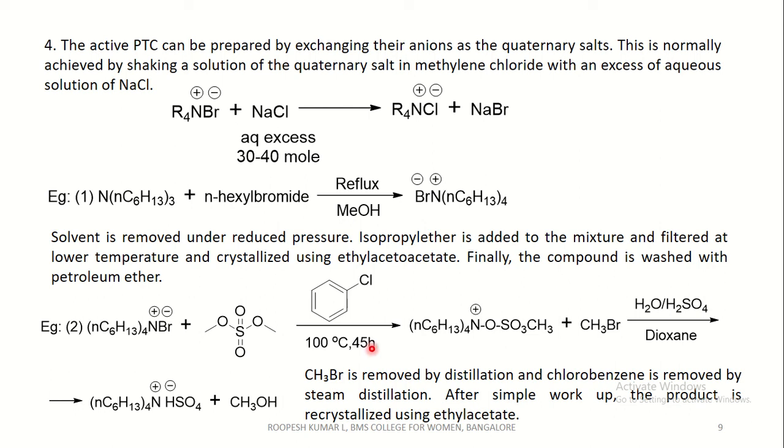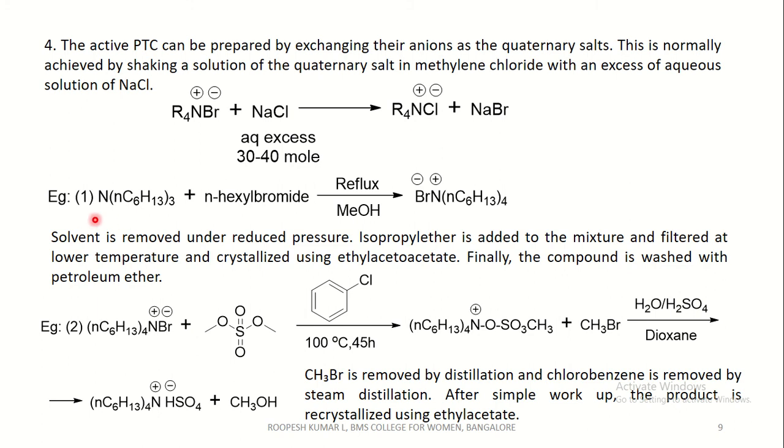That is, this tetraalkyl ammonium bromide, which is a PTC, reacts with NaCl and gets converted to the chloride. That is, the bromide form of PTC is converted to the chloride form of PTC. This is also called exchange of halides, or a halide exchange reaction.